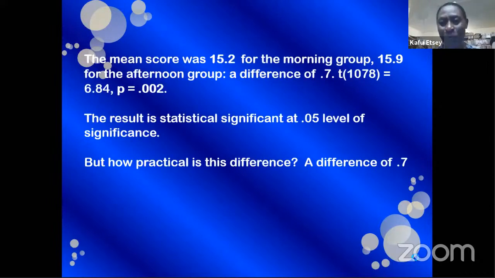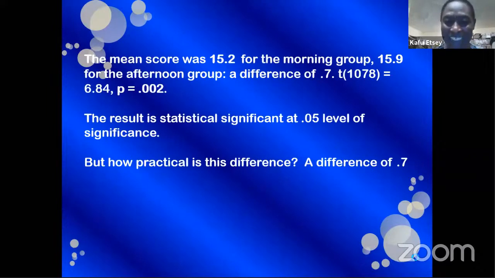But the question we'll ask is, how practical is this difference? The morning group is 15.2, the afternoon group is 15.9. So if you look at a difference of just 0.7, not even 1 unit, practically speaking, we will say that there is no difference.